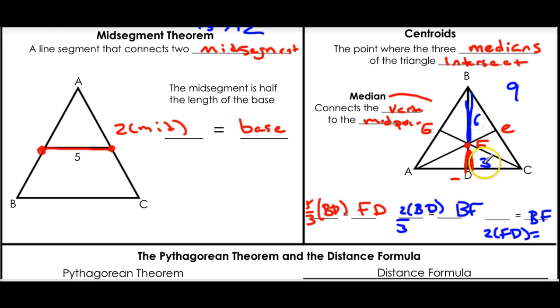So for example, if I know BD is equal to 9, 1/3 of that would be 3, 2/3 of that would be 6, and if you notice here, 2 times the smaller part equals the bigger part. 2 times 3 equals 6.